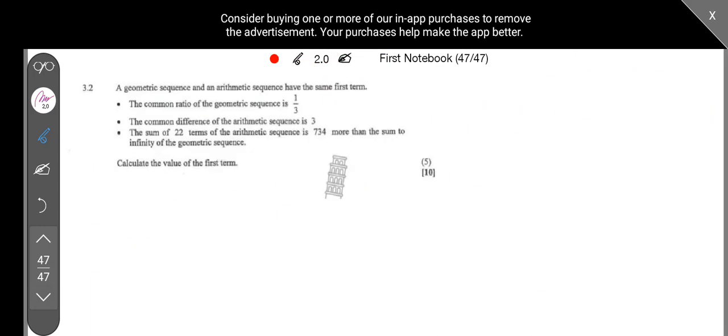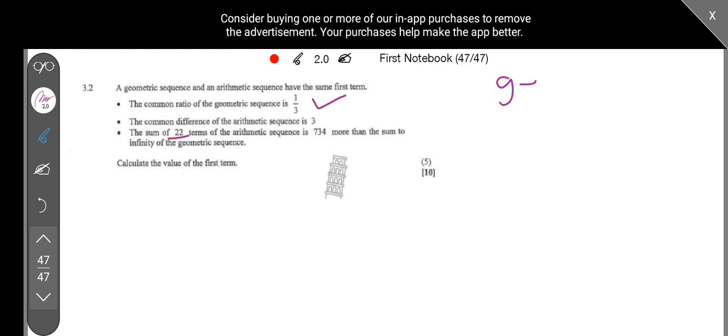So, here we are given a word problem. They said that a geometric sequence and an arithmetic sequence have the same first term. The common ratio of the geometric sequence is 1 over 3. The common difference of the arithmetic sequence is 3. The sum of the 22 terms of the arithmetic sequence is 734 more than the sum to infinity of the geometric sequence. Okay, so we are dealing with two parts here.